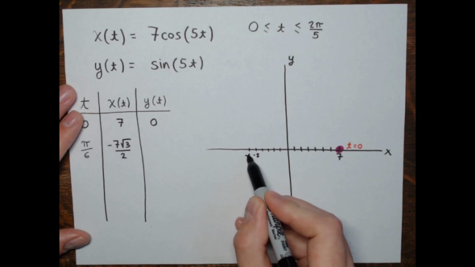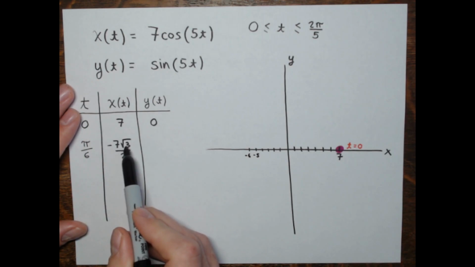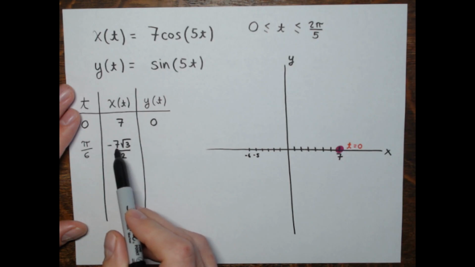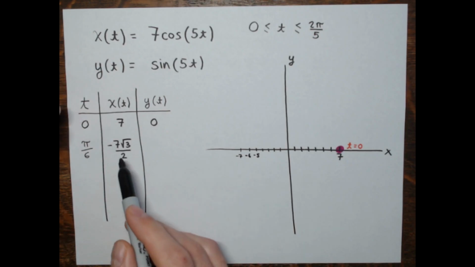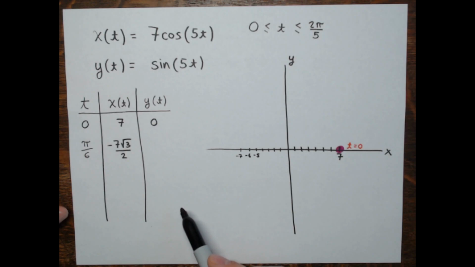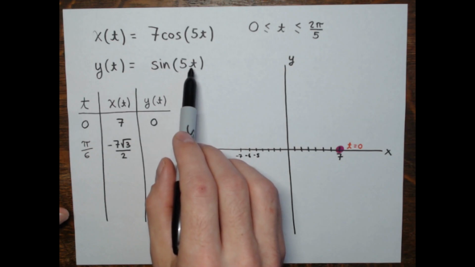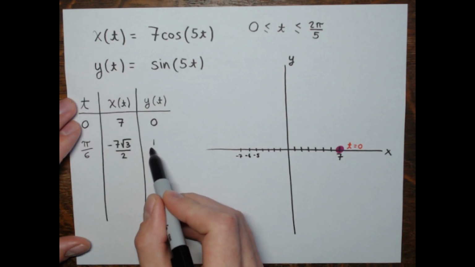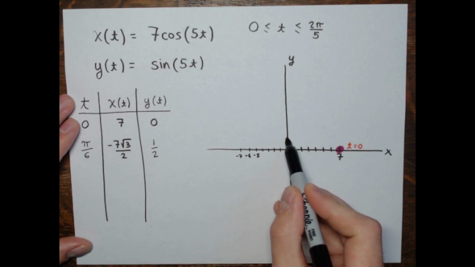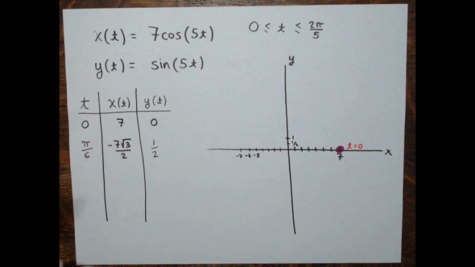So here's negative 5, here's negative 6, so 0.86 times 7 is somewhere around here, between negative 5, negative 6, negative 7. I could go to a calculator and find it, but I'm not doing that just yet. And then the sine of 5 pi over 6, where t is pi over 6, was a half, so 1/2. So the x coordinate is somewhere over here, and the y coordinate is a half.